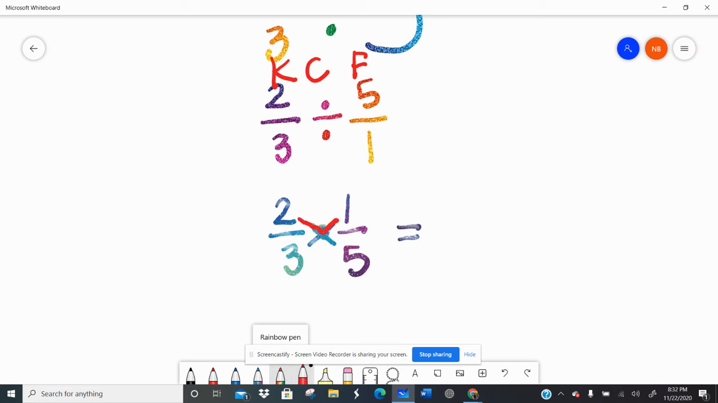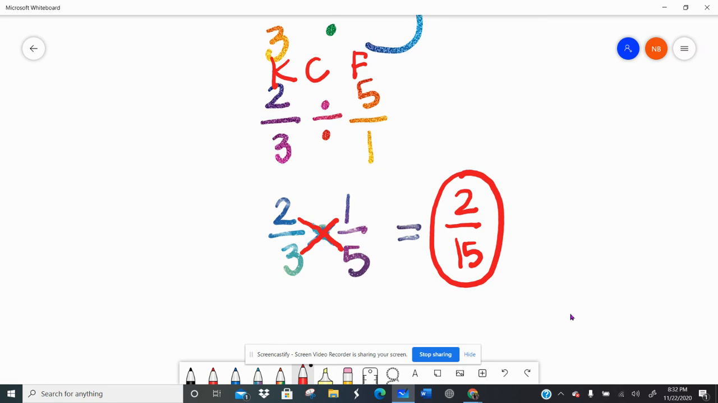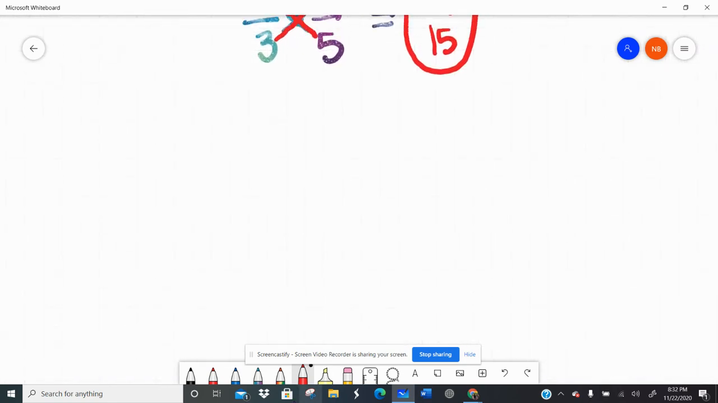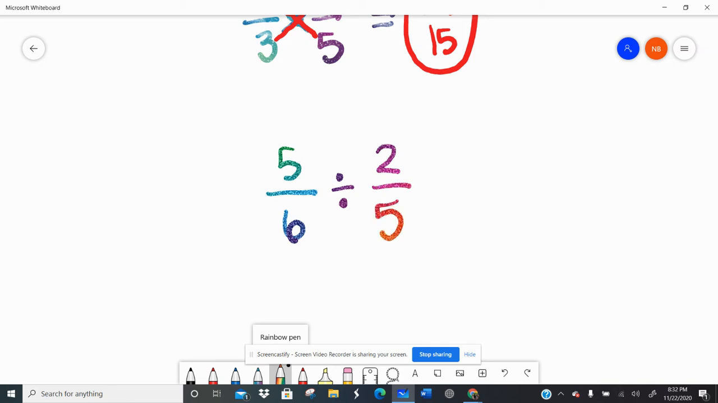Top times the top. 2 times 1 is 2. Bottom times the bottom. 3 times 5 is 15. And because I couldn't simplify my problem, my answer is already simplified. 2/15. All right, let's do one more example because we're on a roll here. All right, let's see. Let's do 5/6 divided by, we'll do another fraction. 2/5, right? Let's get those 5s in there.